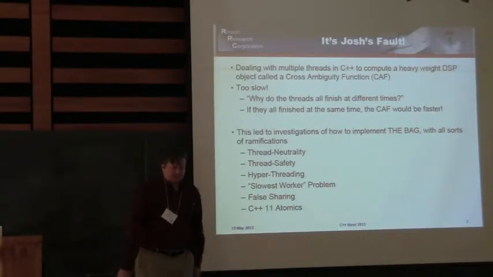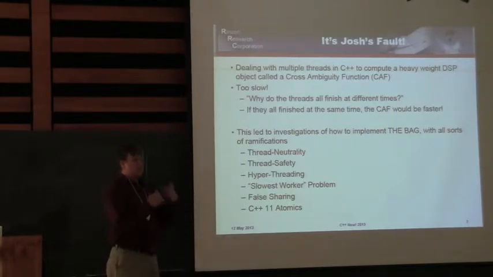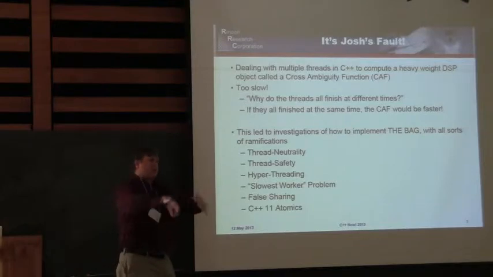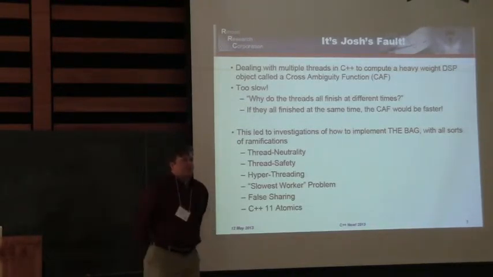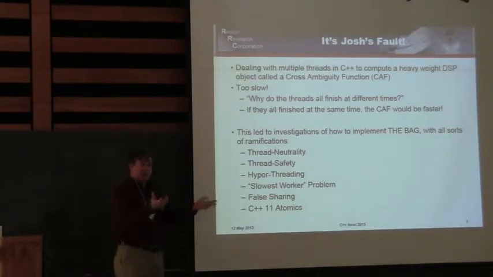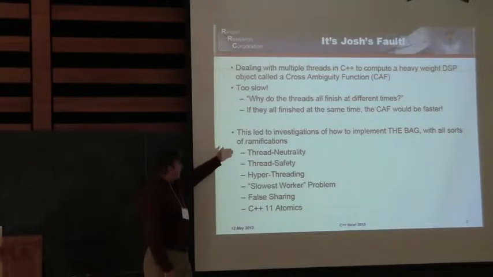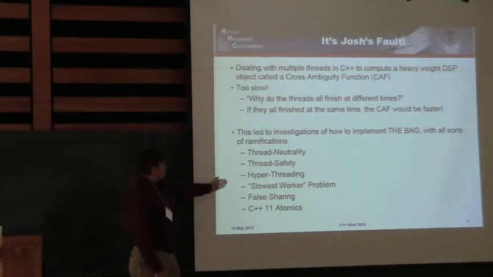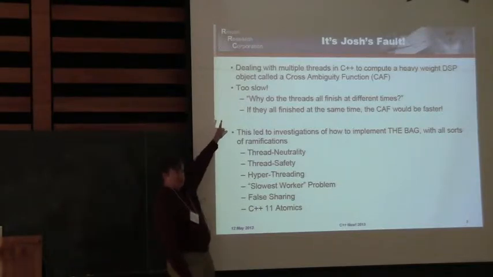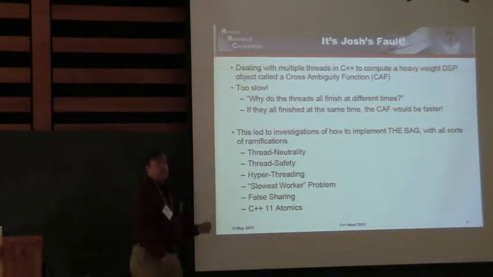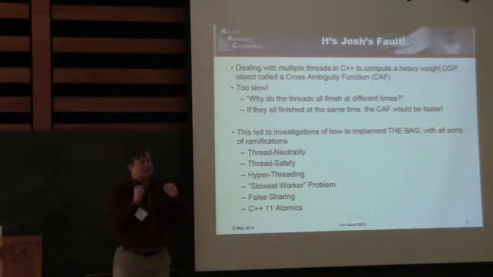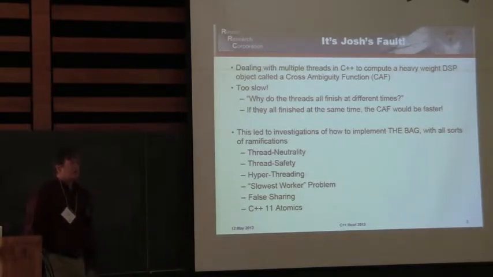Incidentally, this is kind of an experience paper. I sort of took this problem that Josh had, and we sort of ran with it, tried to figure out what was going wrong here. So this is sort of a journey, an unexpected journey through the CAF plane and with threads and multi-threaded programming. As we're going through part of our journey, we've had thread neutrality. We talk about thread safety, hyper-threading, the slowest worker problem, which is basically what we just described here, false sharing, and of course, what's most important to us is C++ atomics, and how can they make our life a little bit better?